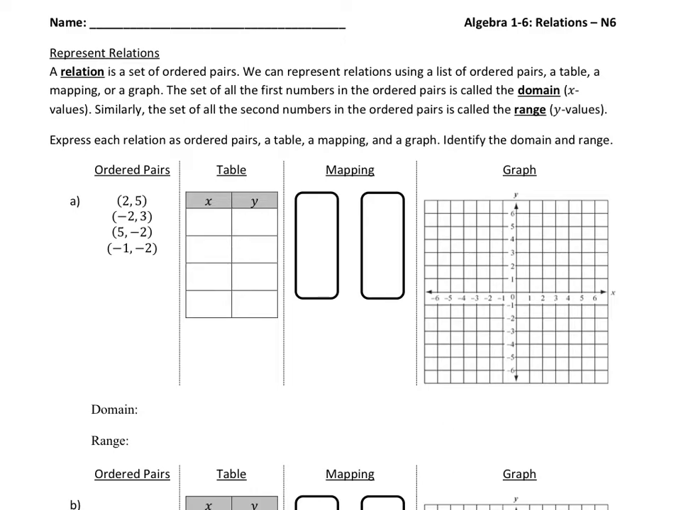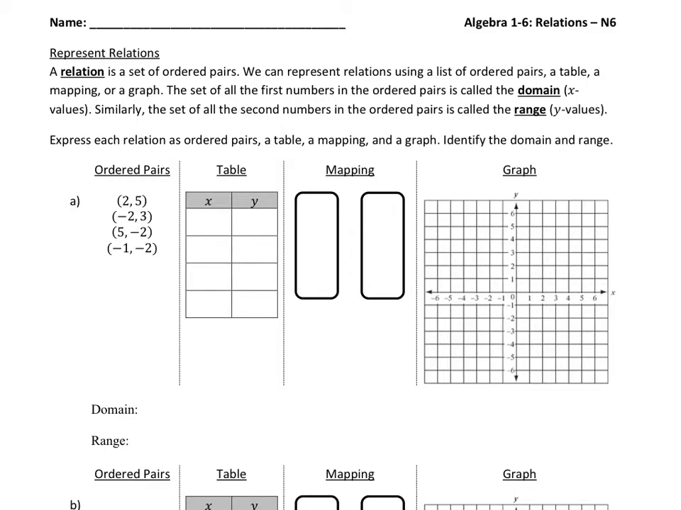So in example A, we have a set of ordered pairs: (2, 5), (-2, 3), (5, -2), and (-1, -2). To take those ordered pairs and put them in a table, I take all the x values and put them in the x column, and the y values and put them in the y column. However, I want to put them in numerical order.